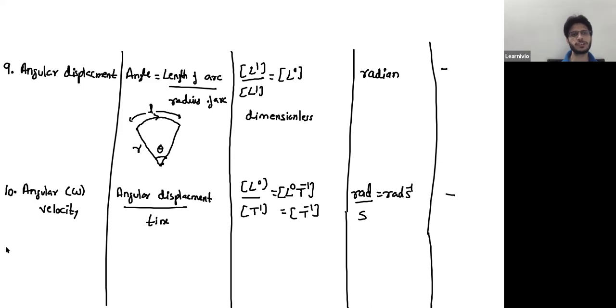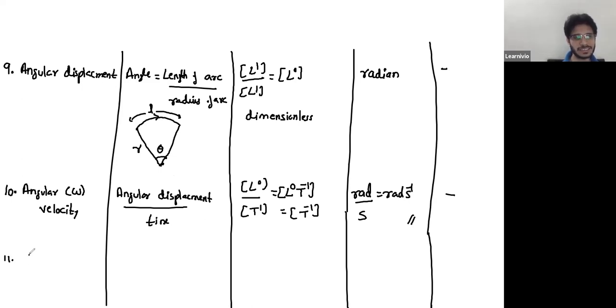After angular velocity, there are a few more quantities like angular acceleration, torque, moment of inertia. I will send you a PDF document, a very detailed list of these quantities. I just can't write dimensions of each and every quantity. Otherwise, this is a very lengthy way. It will take 4 to 5 hours just to write dimensions. My aim is just to write the minimum number of important dimensions. So these 10, 12 quantities are important for writing dimensions.